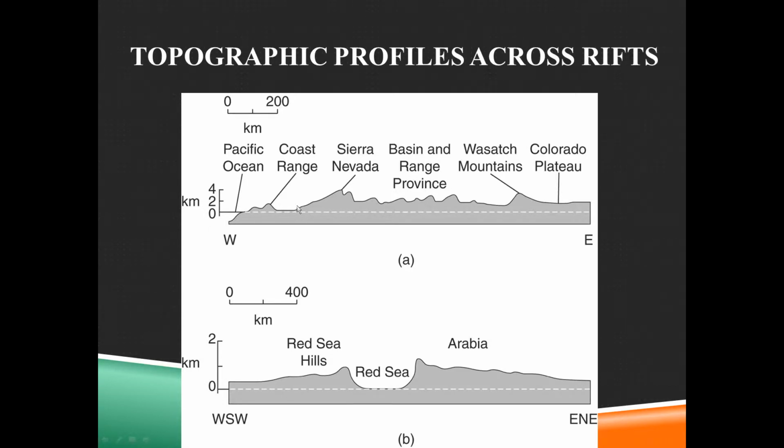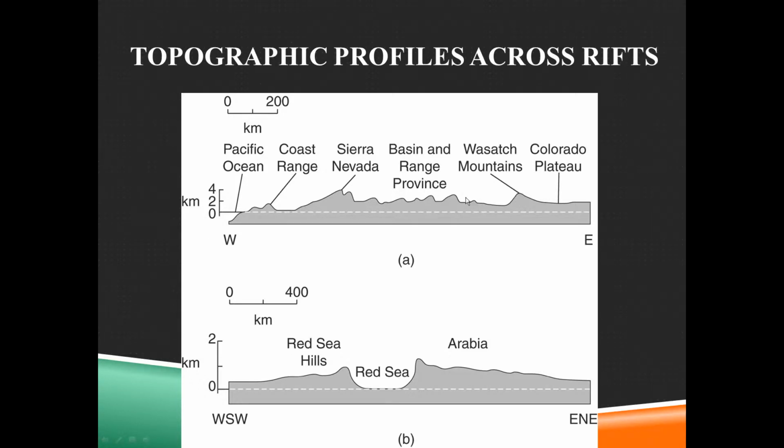Okay. And we have the Sierra Nevada mountains. Okay, we know that's not part of a rift system. That was tectonic uplift from compression and different type of activity. But then we have this basin and range province. It's a low area between the Sierra Nevadas and this Wasatch Mountain range.